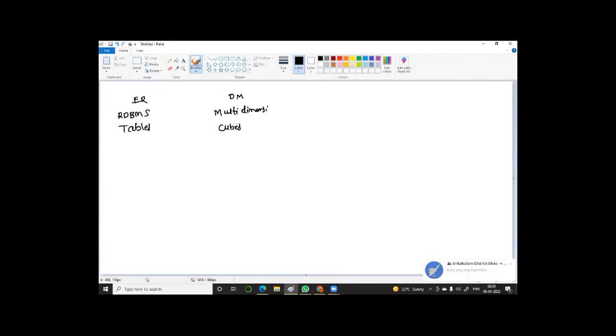Cube means, again, tabular data. The tabular data available in the ER model is the same, but here the unit is a cube. Why a cube? Again, as I told you, to retrieve the data easily or to do some operations or analysis. This is an easy technique, mathematically easy because it is mathematically related. So cubes are the unit of storage in the DM model, while here tables are units of storage.